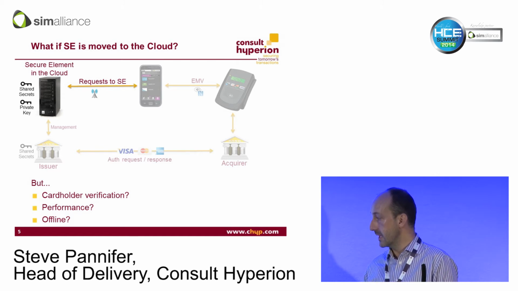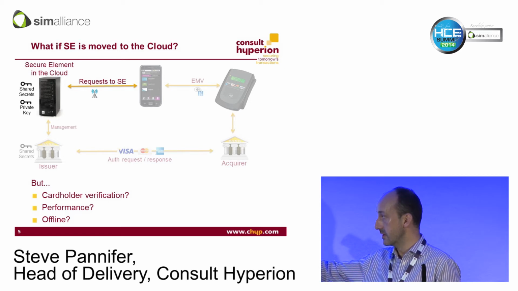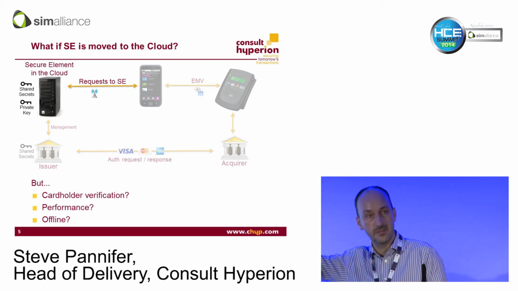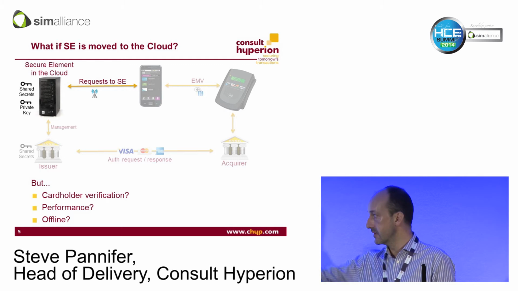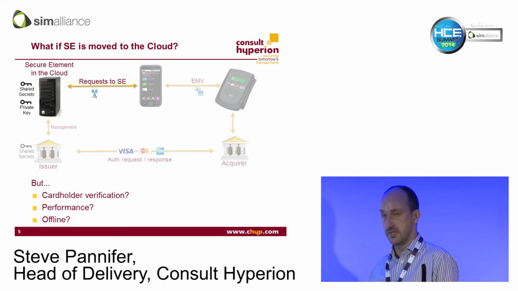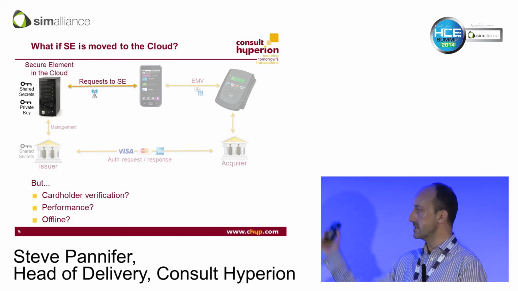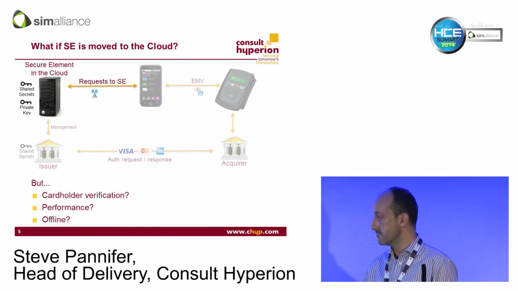Second problem is performance. So if the terminal is wanting to request to the phone to do a transaction, but the phone's got to go back to the cloud to generate the cryptograms or whatever, or to sign a challenge, and then come back to the terminal, that's just not going to happen within the sort of few hundred milliseconds that we're talking about. The latency there is going to be too great.